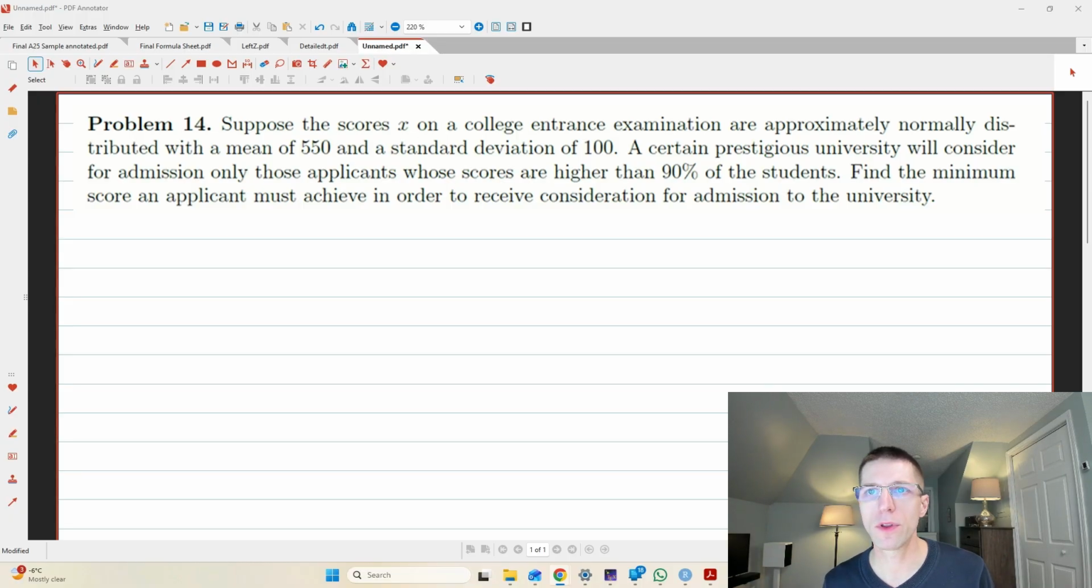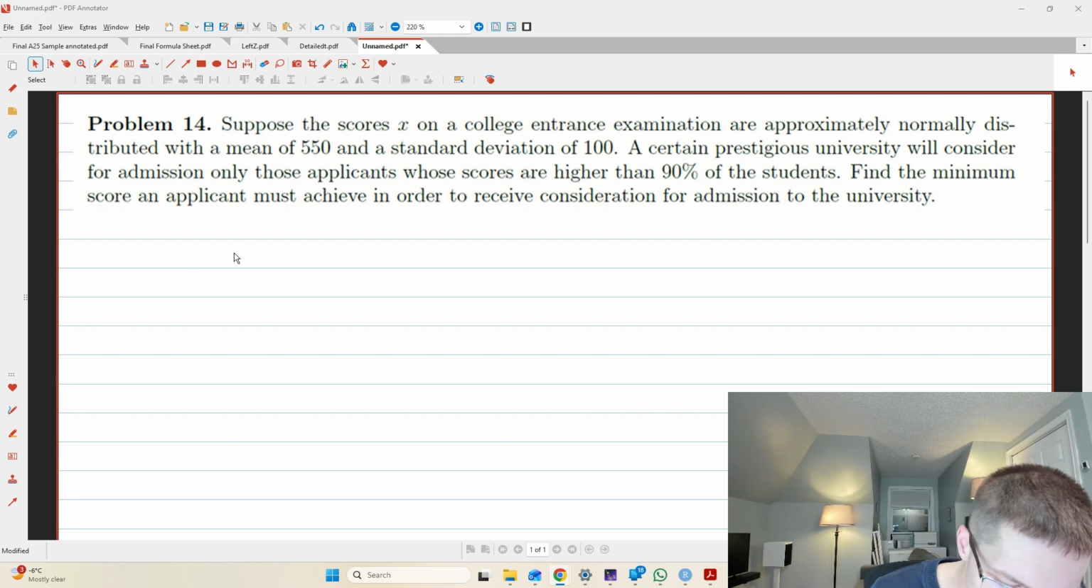Okay, so problem 14. This one is really about being able to find a percentile. We've got a college entrance exam that has scores that are normally distributed with a mean of 550 and standard deviation of 100. A certain prestigious university is only going to take people that score higher than 90% of the students, so at or above the 90th percentile. So find the minimum score that an applicant must receive in order to get consideration for admission. Basically we want to find that 90th percentile.